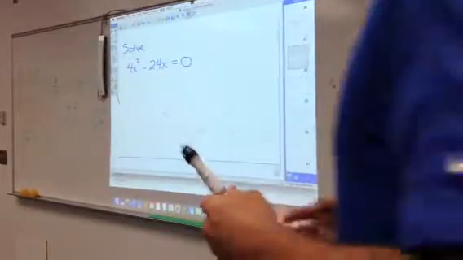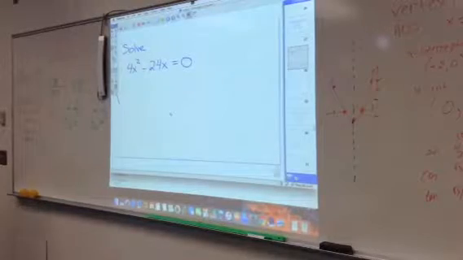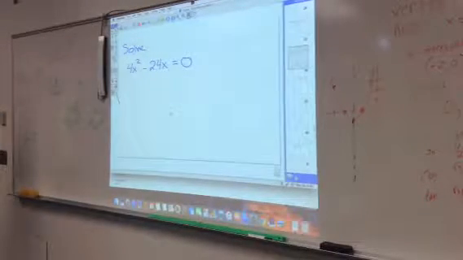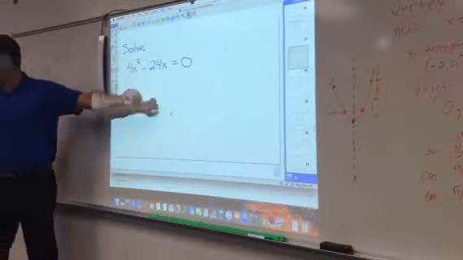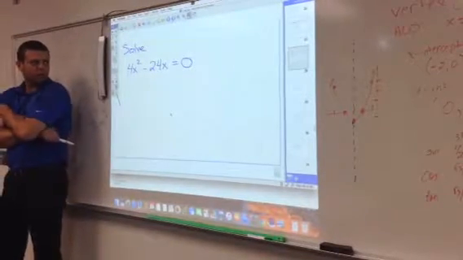Alright, I'm just going to do a bunch of examples for you guys, solving by factoring. Okay? I'm going to try and give you some hints along the way. Here's our first one. We're going to solve this quadratic equation by factoring. 4x squared minus 24x equals 0.